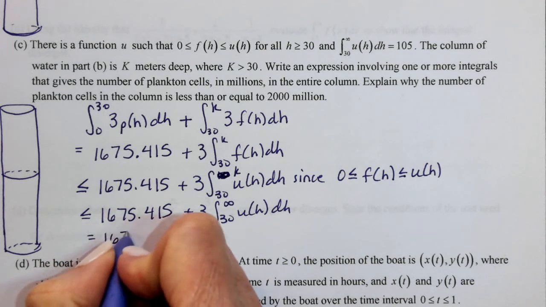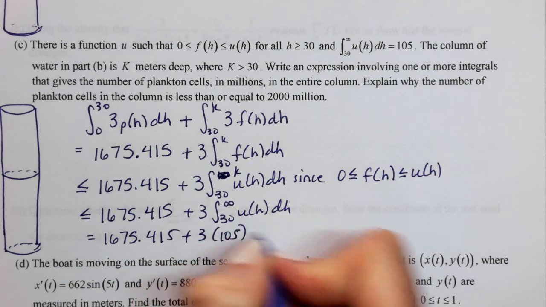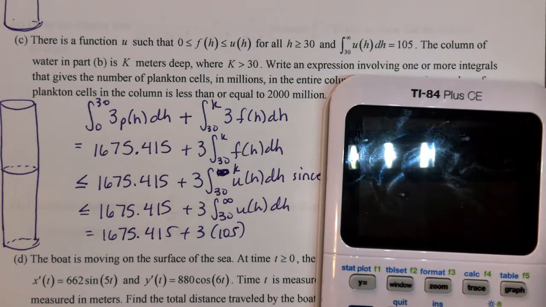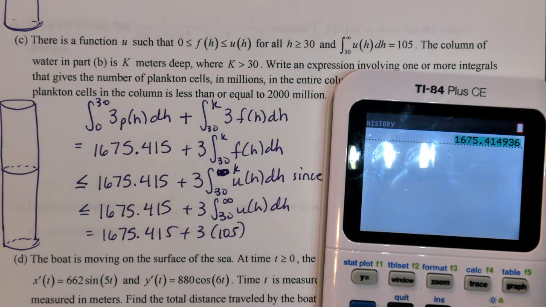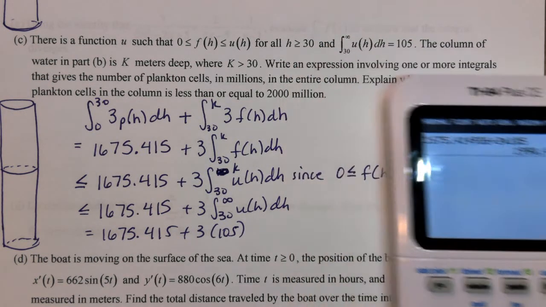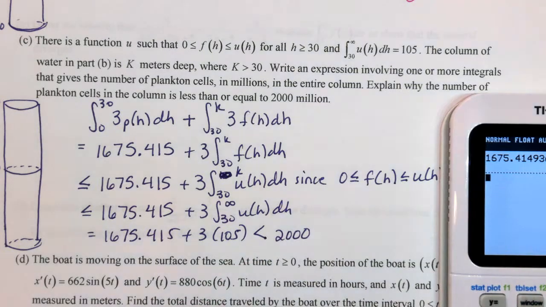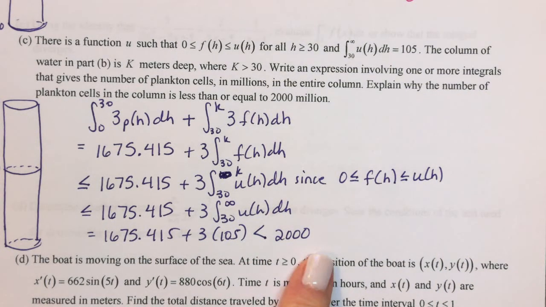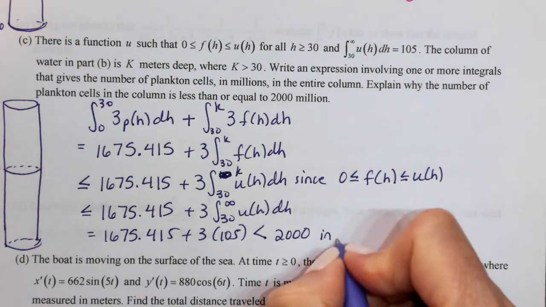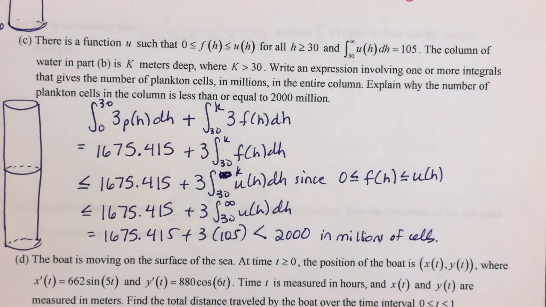Now this is equal to 3 times 105. And is that less than 2,000? Let's find out. There's that number, plus 3 times 105, and that is indeed less than 2,000 million. In millions of cells. So, a little confusing, a little bit.